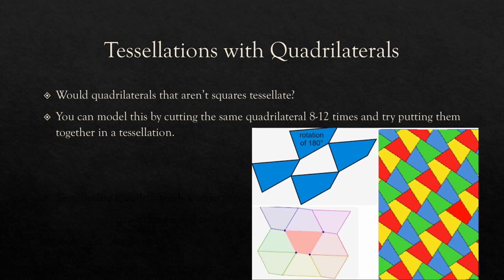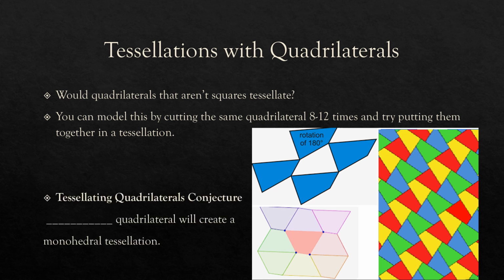Here's a few pictures. This is not even a parallelogram, it's not a rectangle, just a quadrilateral. But if we rotate 180 degrees, we can put it together and then turn it again. This one also looks a bit like a trapezoid, and this one. So we can see that any quadrilateral will create a monohedral tessellation, just like any triangle.